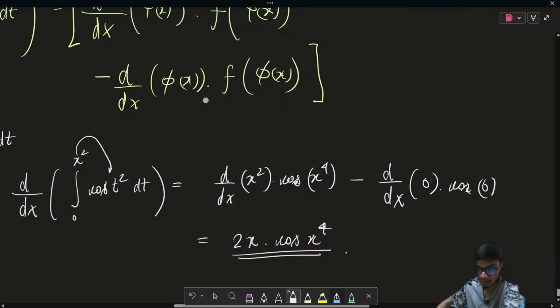So the derivative of this kind of integral is simply 2x times cos of x to the power 4. I hope this question is clear to all of you.